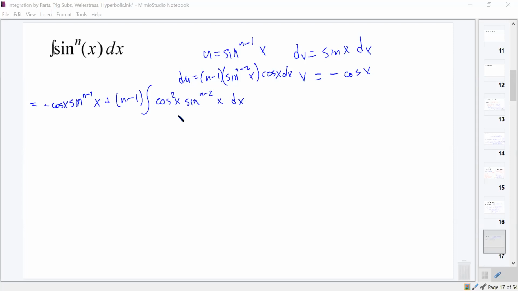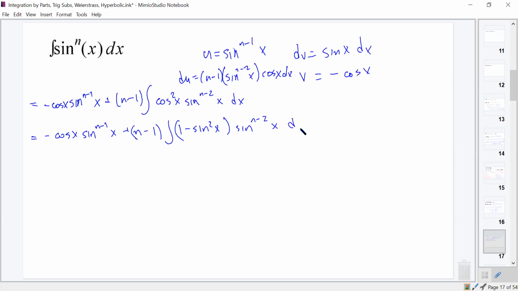All right, here's what we're going to do. We're going to turn that cosine squared into a 1 minus sine squared. So we still have negative cosine x sine to the n minus 1 of x plus the n minus 1, all now times the integral of 1 minus sine squared x times the sine to the n minus 2 of x dx. No, it doesn't actually depend on whether n is odd or even. What we can do here will work either way.